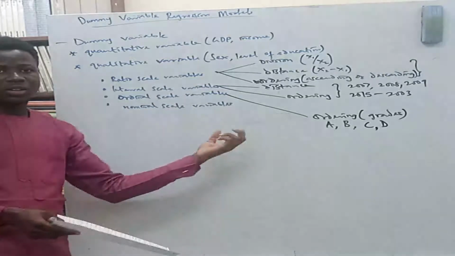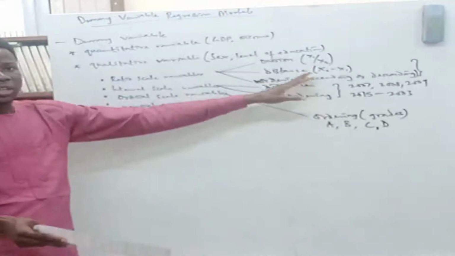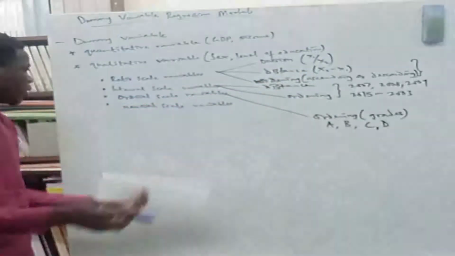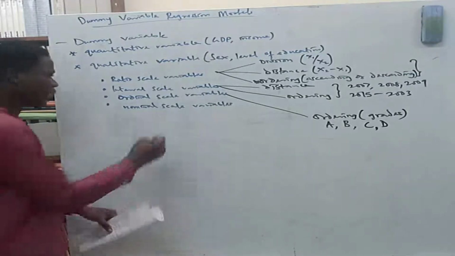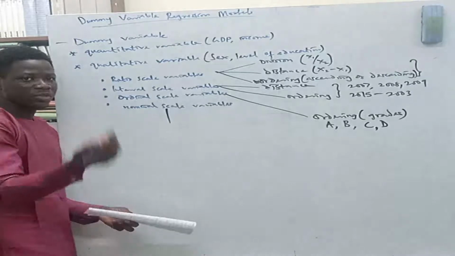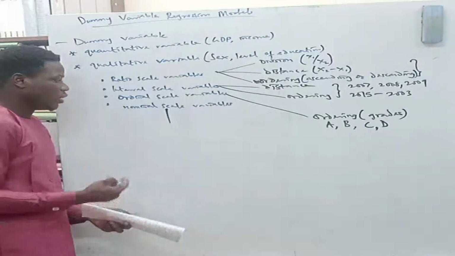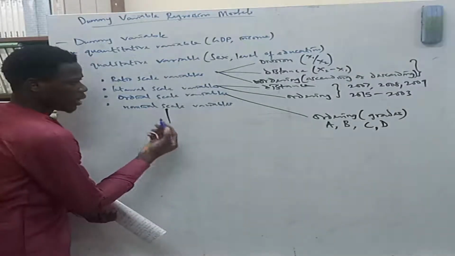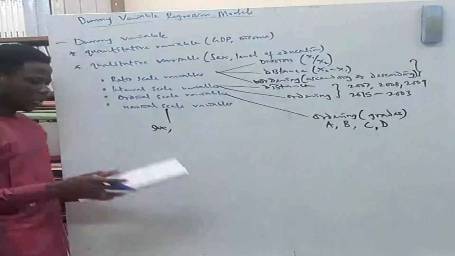Then the nominal scale variable has none of the features of the ratio scale variables. These variables are mostly called categorical variables or qualitative variables, and the one that is very common is the dummy variable. So when you hear of dummy variables, we're also talking about nominal scale variables. An example of this is the sex of a person.